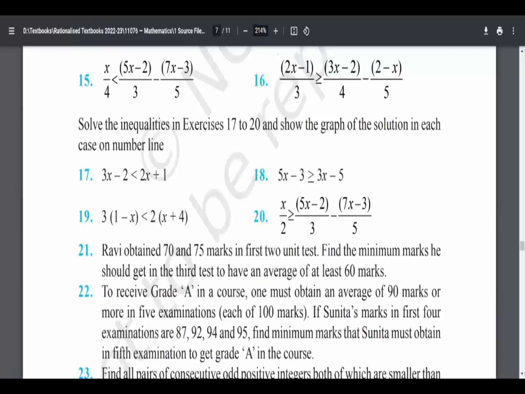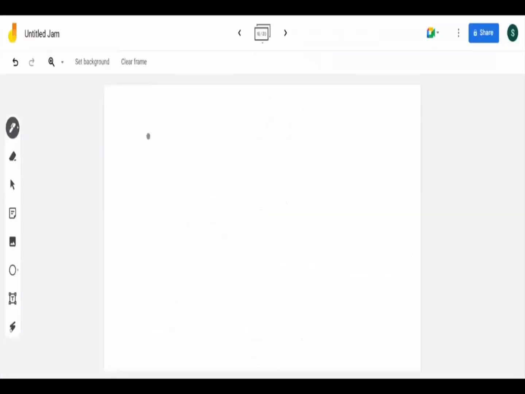Again, you can see question number 18. 5x minus 3 is greater than or equal to 3x minus 5. You can directly solve it. What we are given is 5x minus 3 is greater than or equal to 3x minus 5. Subtract 3x on both sides, add 3 on both sides to get 2x is greater than or equal to minus 2, or x is greater than or equal to minus 1.